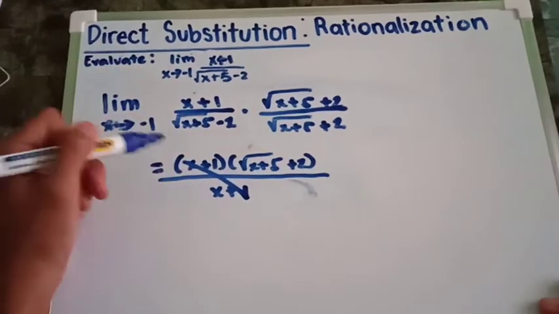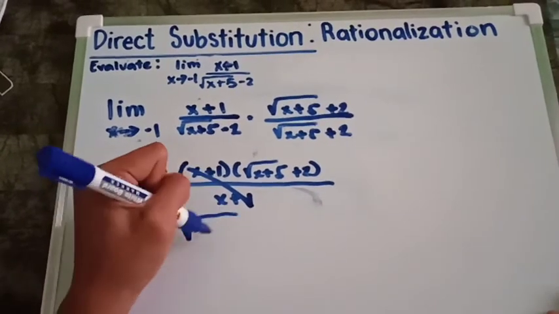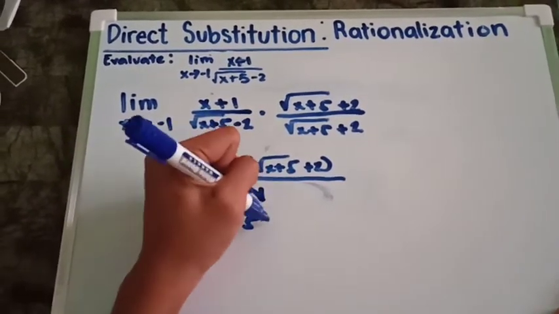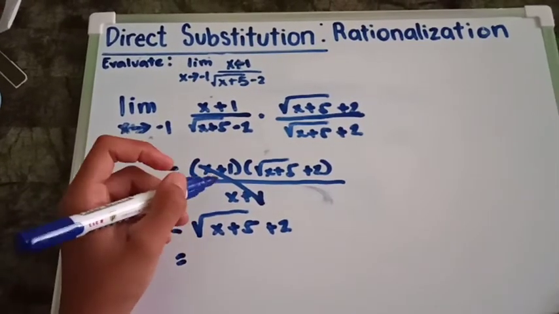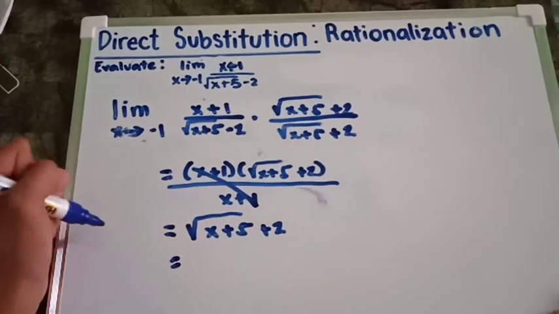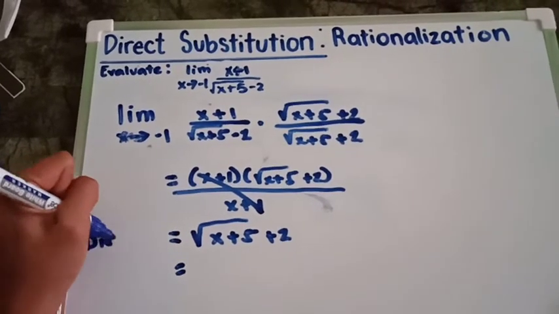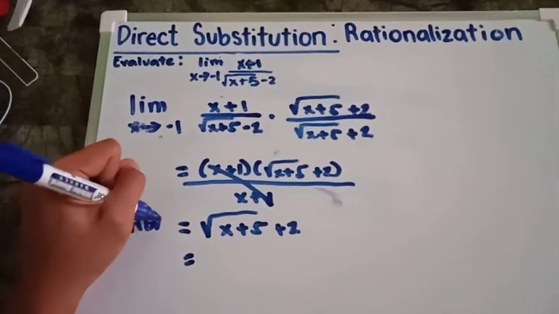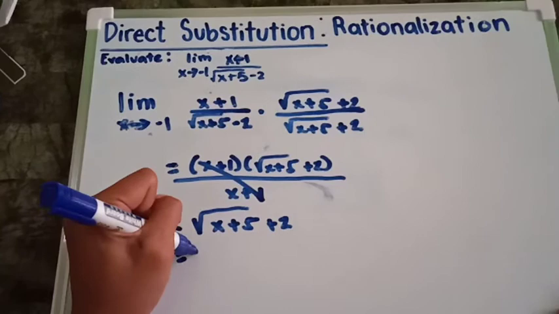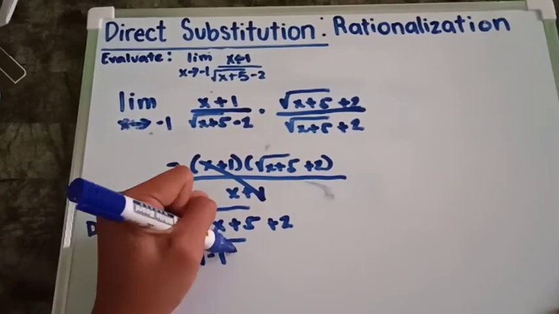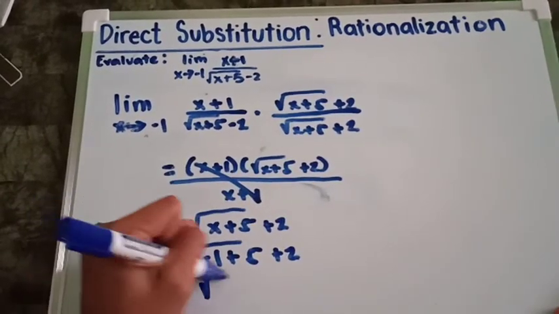So there you're going to substitute now the negative 1. So negative 1 plus 5 is 4, square root of 4 plus 2. The square root of 4 is 2. 2 plus 2 is 4.